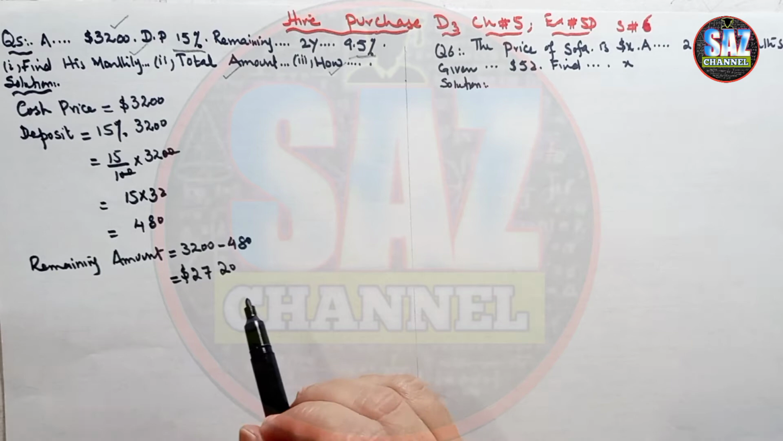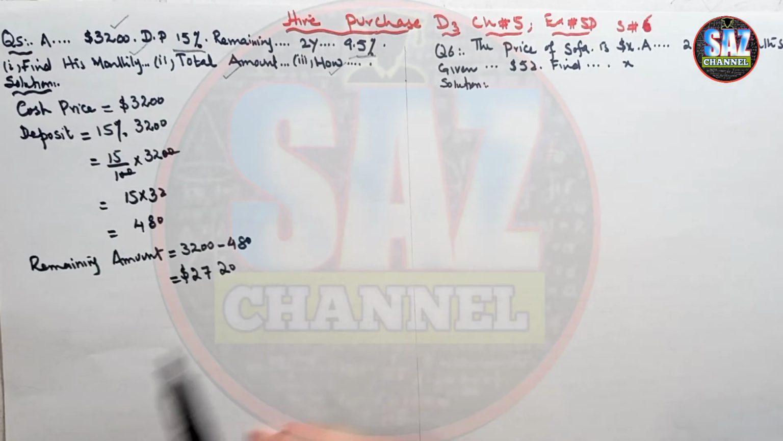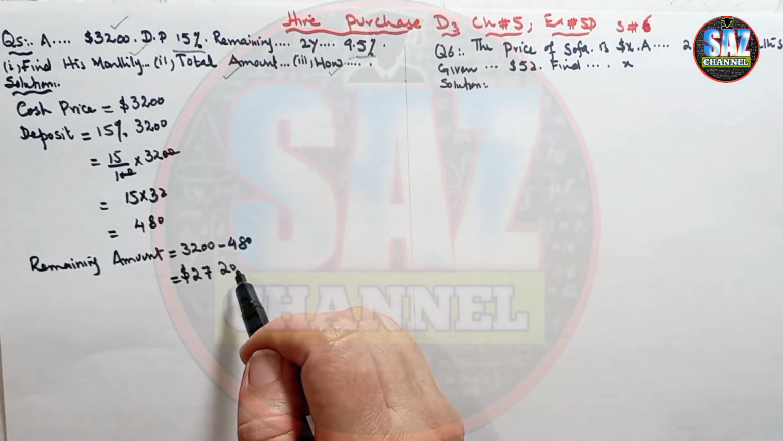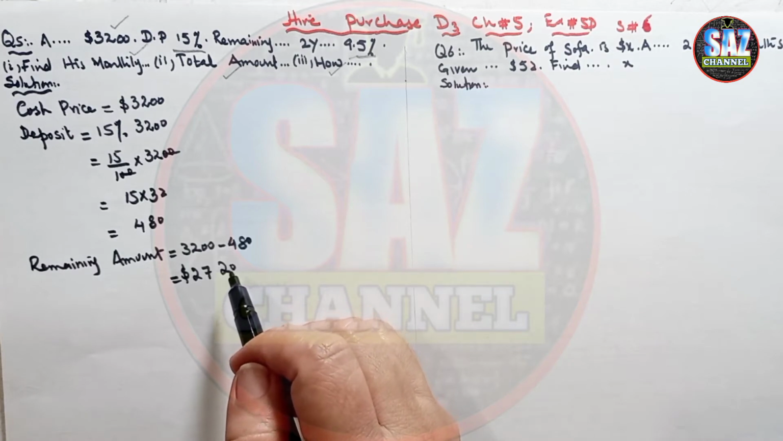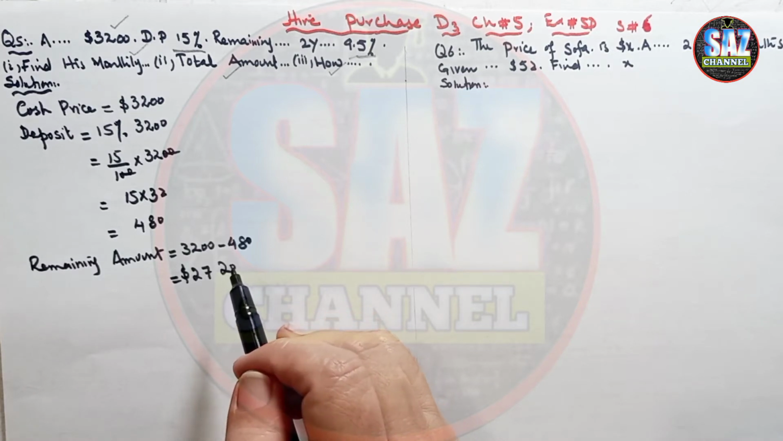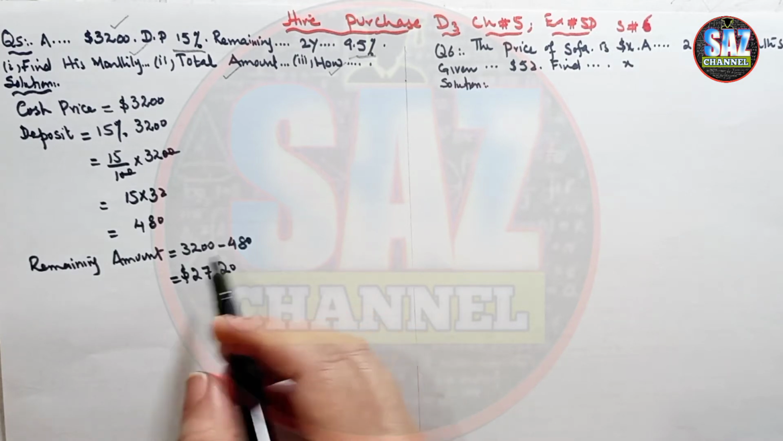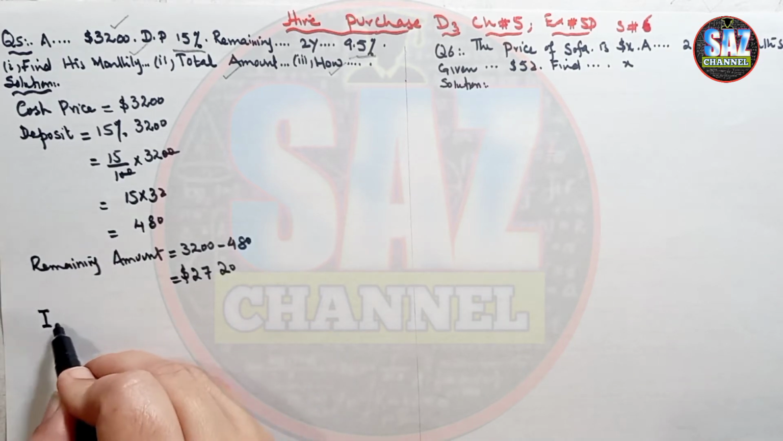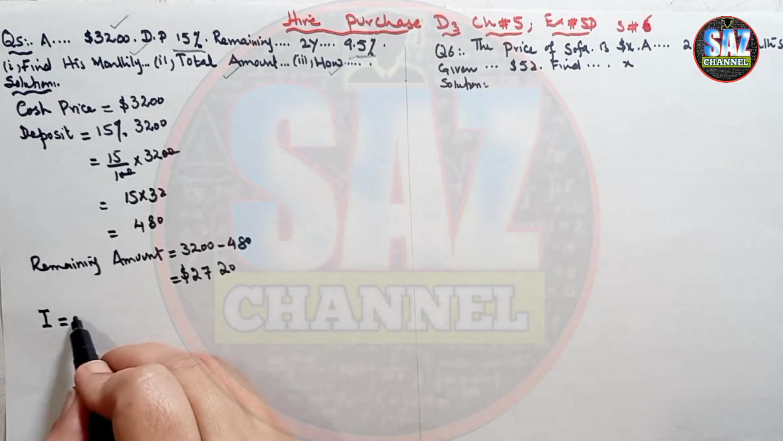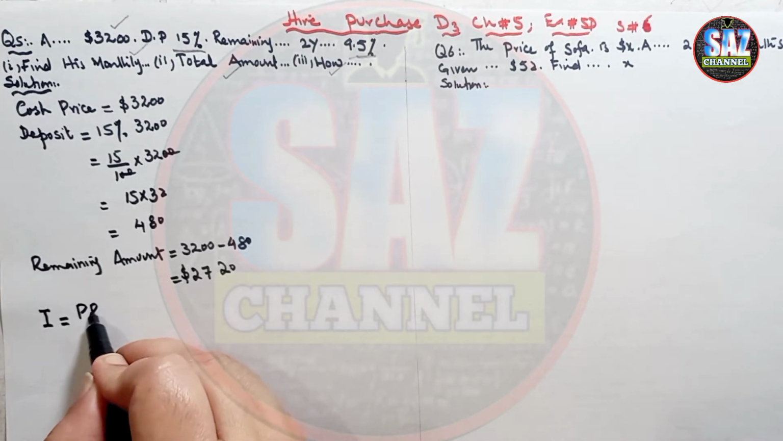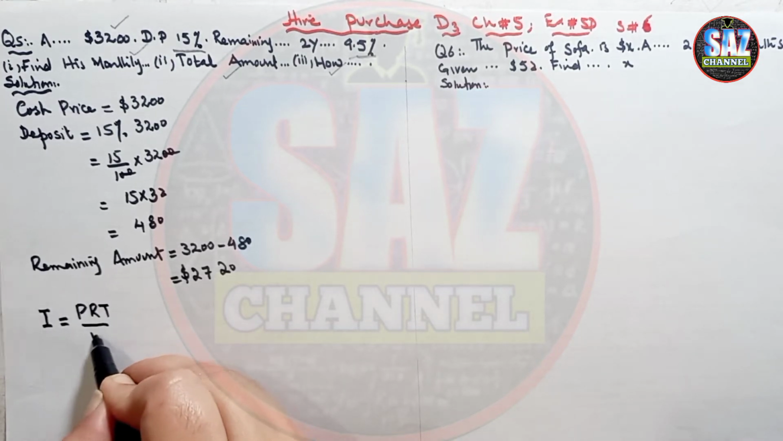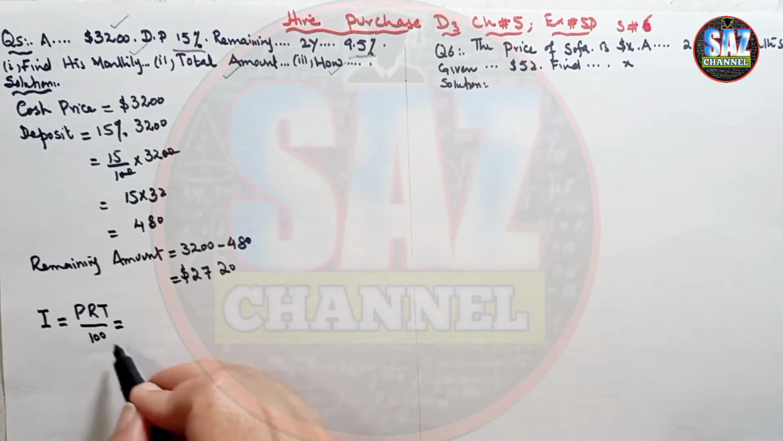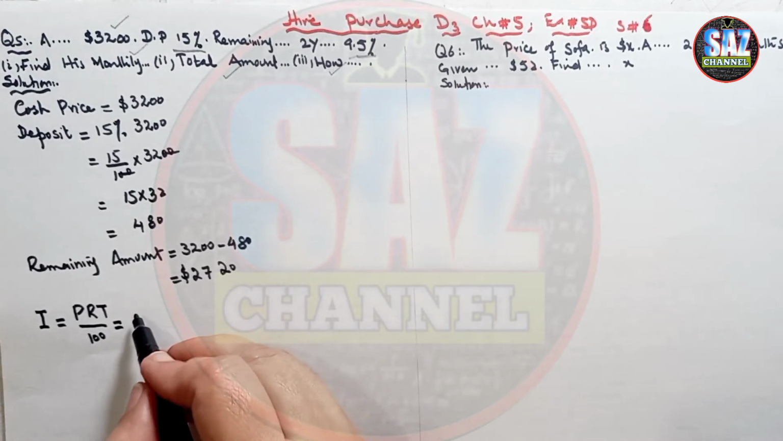Now he is paying this amount over 2 years with the simple interest rate of 9.5%. So first I have to find the amount of interest that he has to pay. I equals PRT upon 100. Always support your working with the formulas; that will give the message to the examiner.